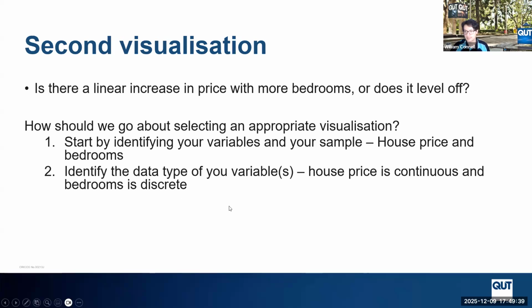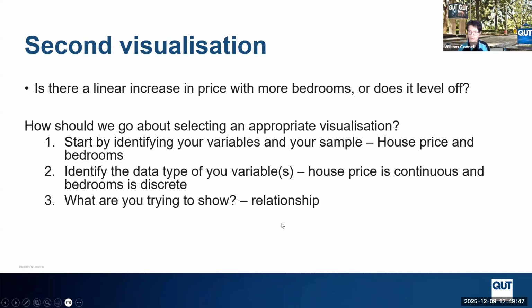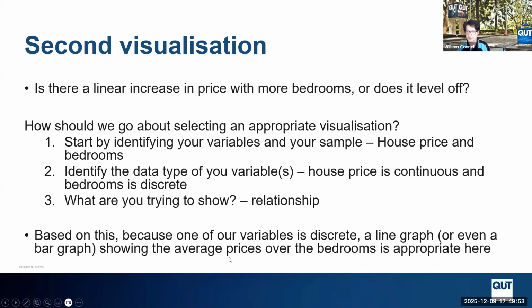Okay, so being a discrete data type restricts the types of visualizations we could make. What are we trying to show? Well, we're trying to show a relationship again. In particular, we want to see if it's a linear relationship between the two. So based on the fact that one's discrete, one's continuous, and we want to show a relationship, something that we could create is an average price versus the number of bedrooms. Okay, so calculating an average for our price across our bedrooms and then producing a visualization based on that.